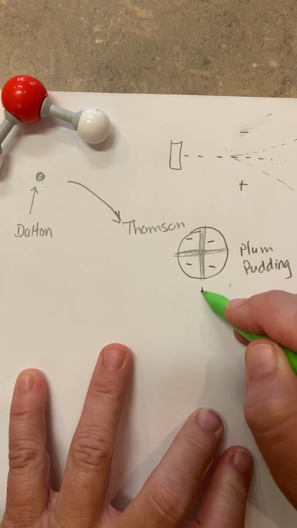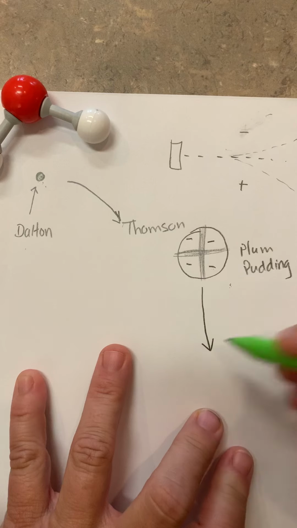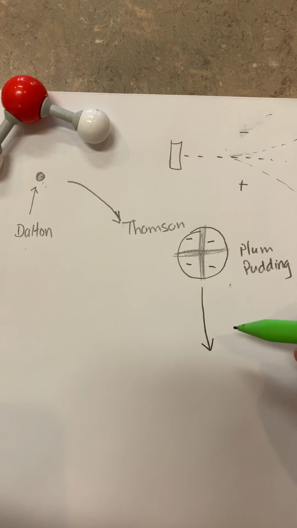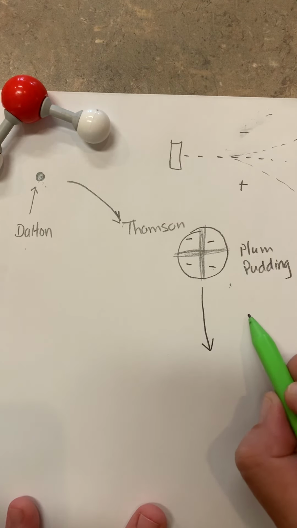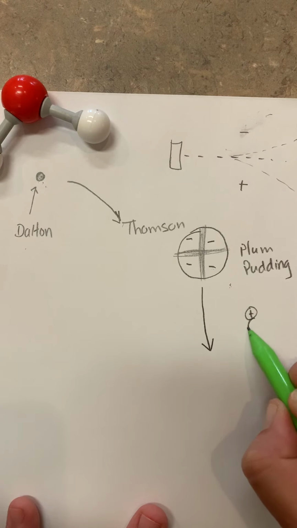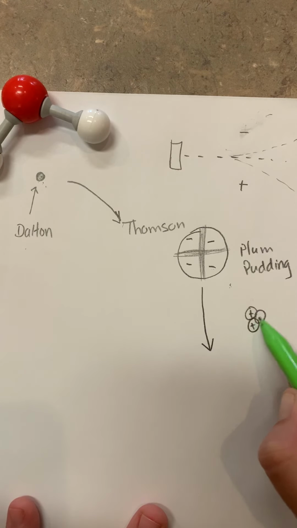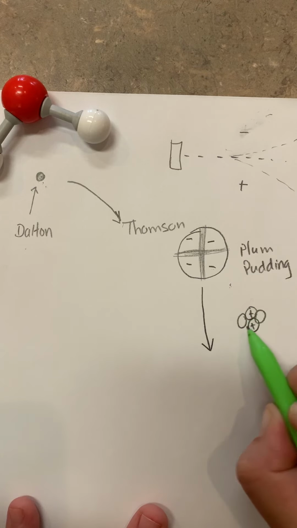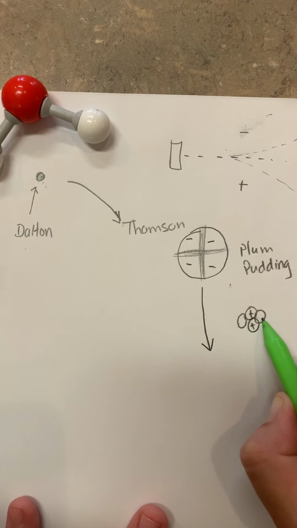And then old Rutherford, using his gold foil experiment where he was shooting those alpha particles. An alpha particle is the result of radioactive decay, but it is 2 protons and 2 neutrons with no electrons.